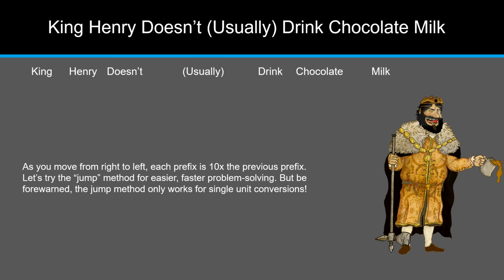Write the following mnemonic device into the prefixes tab of your spiral. King Henry doesn't usually drink chocolate milk. And if you have a different color pen or pencil, I want you to write the corresponding prefix under its matching word. Kilo, hecto, deca, base unit, deci, centi, milli.